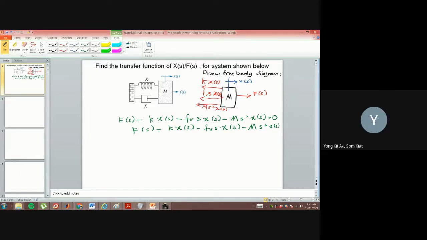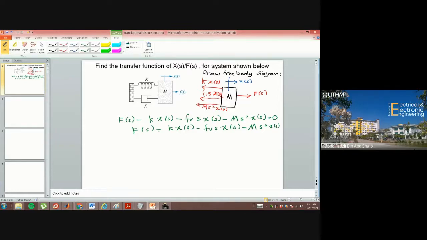It is wrong, because when this is transferred to the other side it becomes positive. This is positive, then it's correct.